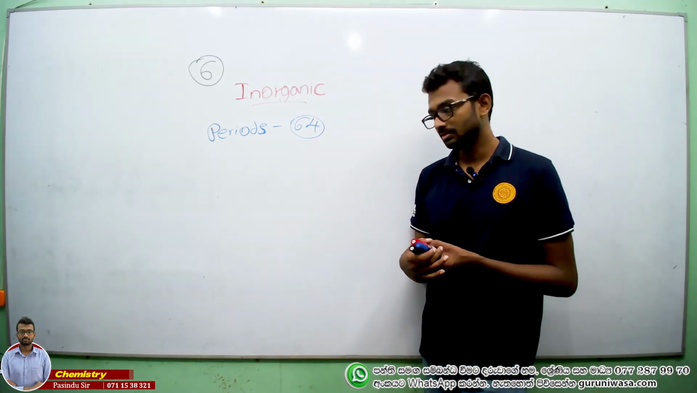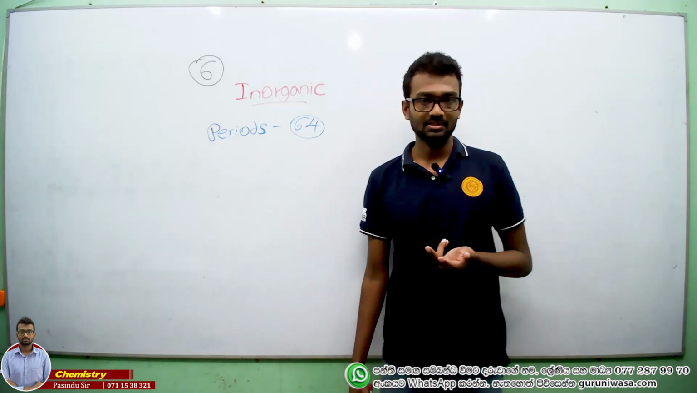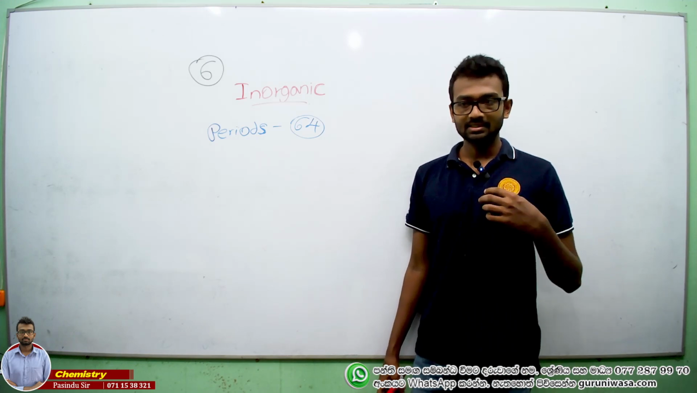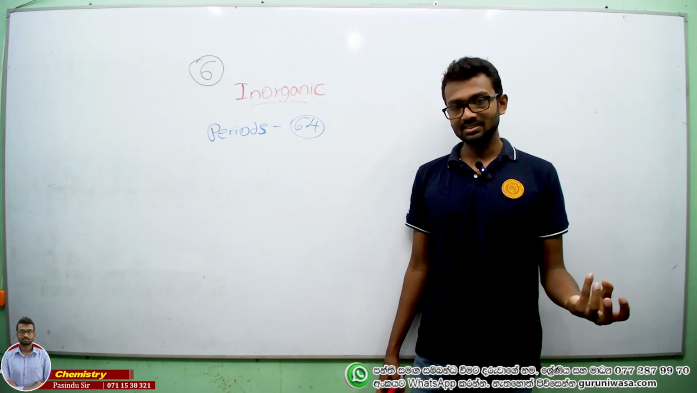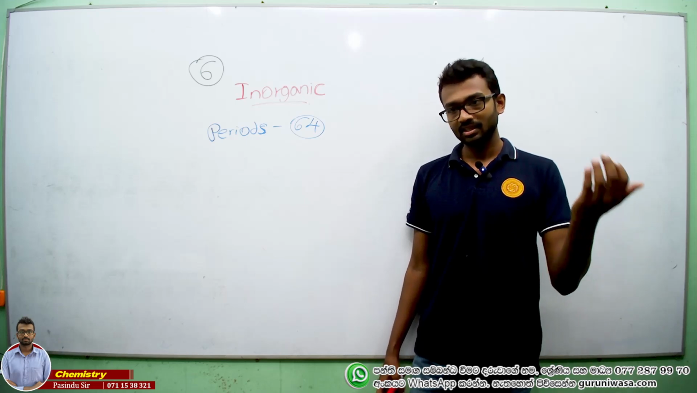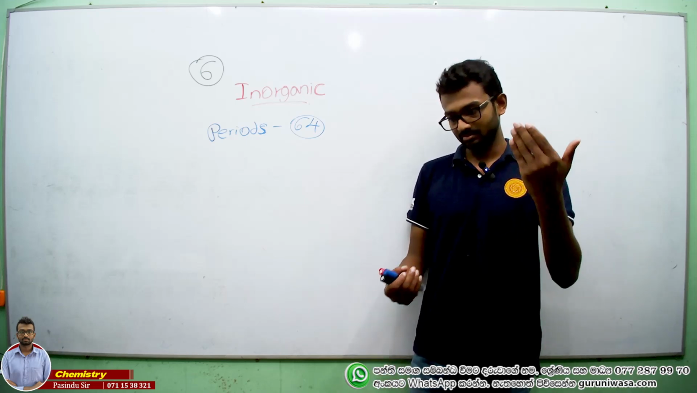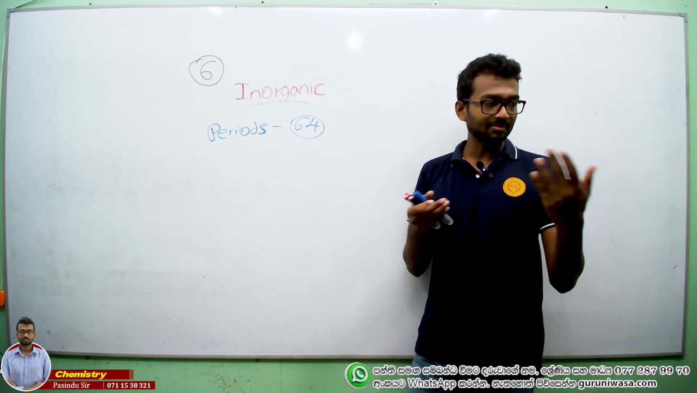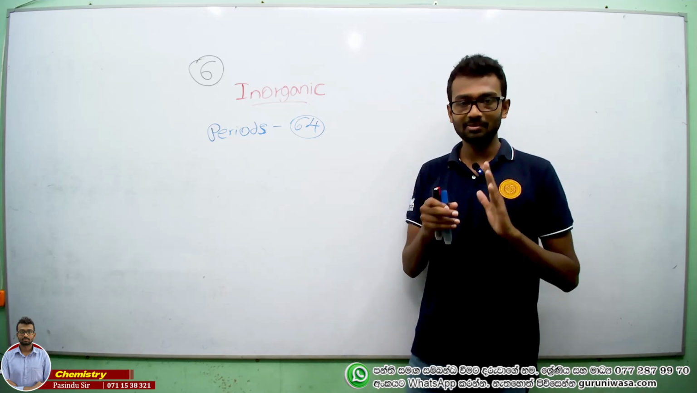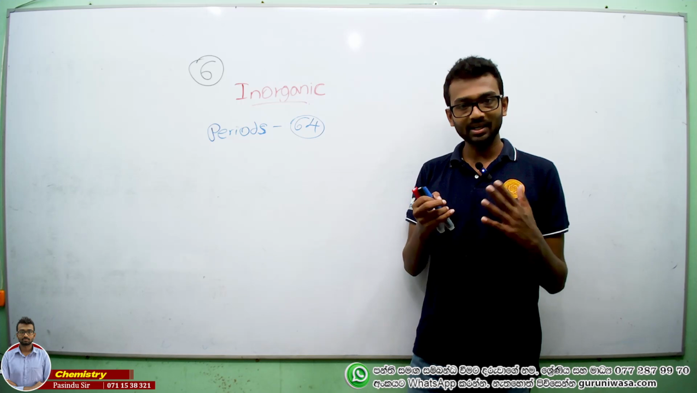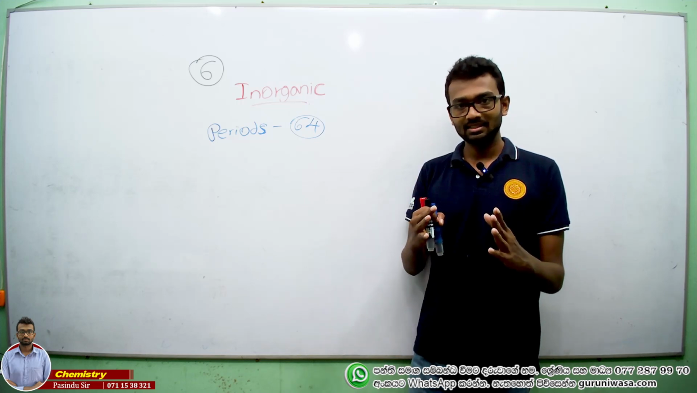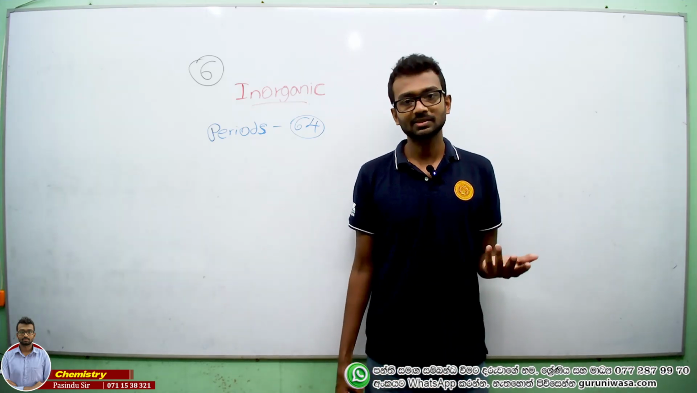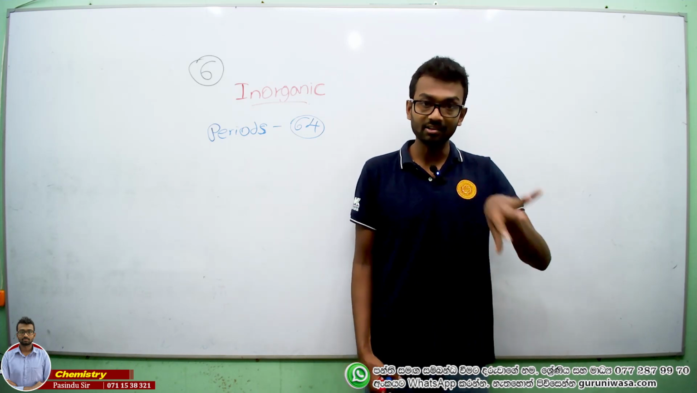Analysis, we call it analytical chemistry. They give a mixture, and then they do some experiment. They add some chemicals and heat it, and then they ask you to identify the element, the compound, or the ions present in that sample. That's one way.